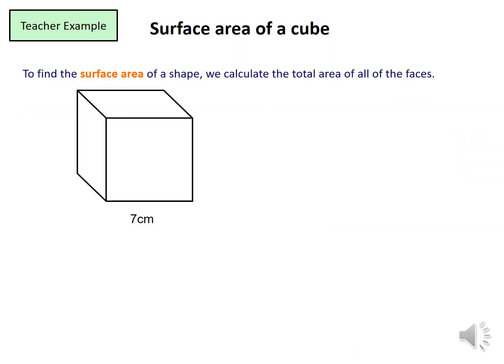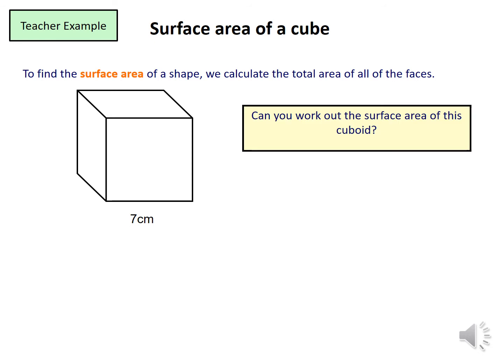Okay, so we've come on to the example where we're going to be calculating the surface area of this cube. First things first, recall some of the general knowledge. On a cube, all the sides have the same length: 7 centimeters height and 7 centimeters depth.